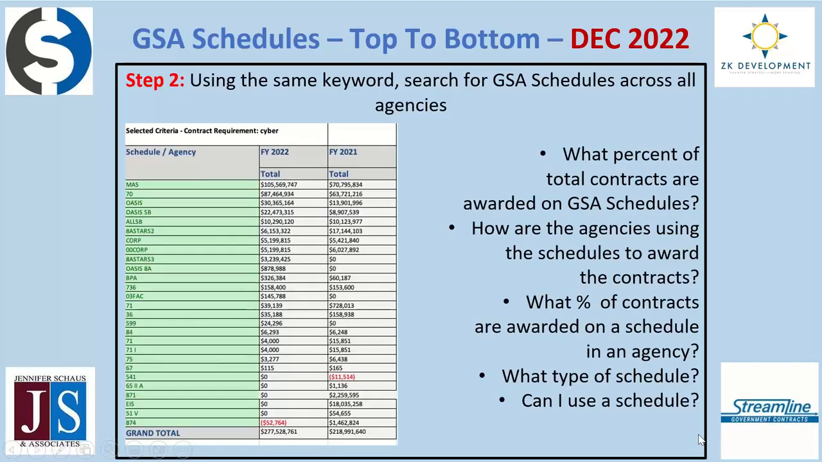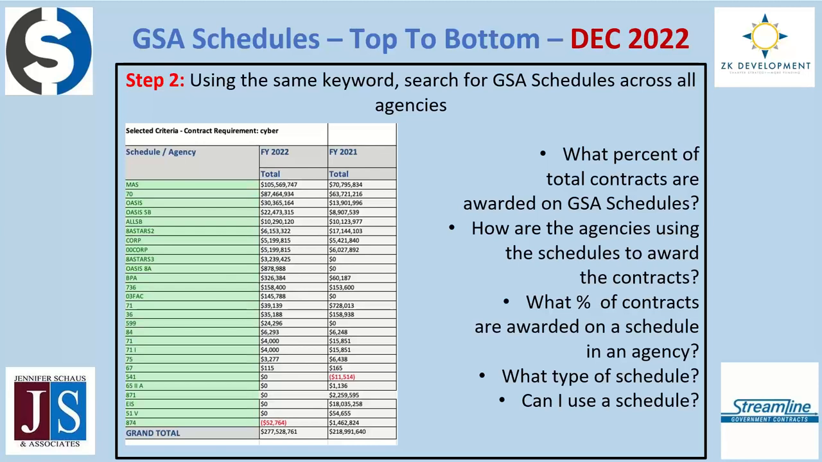So the next slide is using the same keywords, but now I want to understand what contracts have been awarded on GSA schedules. Are the various agencies using GSA schedules to award cyber keywords? When I do the searches for cyber in FY21, I am at about $280 million in contracts that have been awarded. It's almost an average of about 14%. And then in FY22, I'm at about $277 million. So again, this data clearly tells me that almost 15% of contracts are being awarded on GSA schedules.